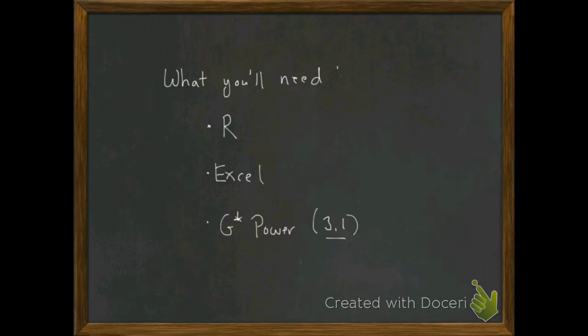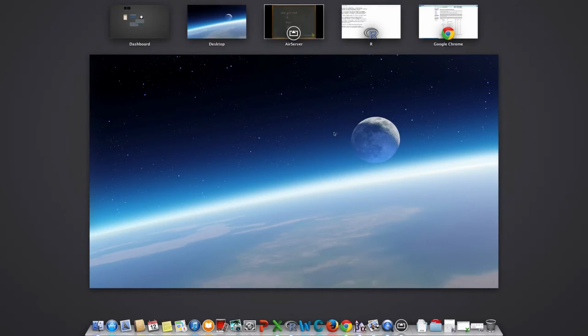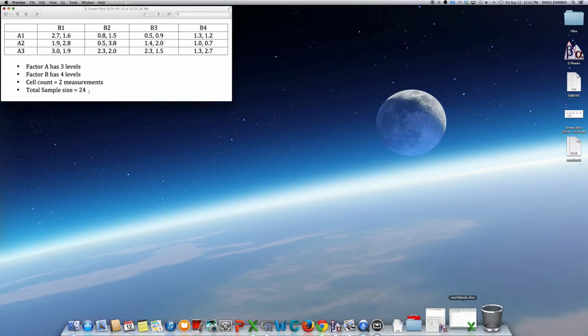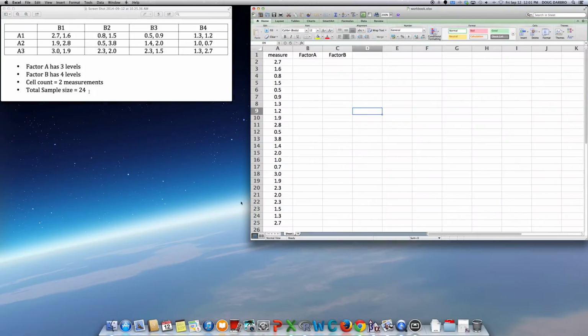Okay, guys, first of all, I just have a generic data set that I want to take a look at. And you'll see down here I've got it up in just a picture, and then I've got the Excel file here.